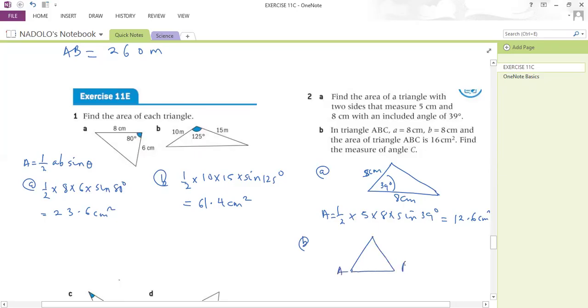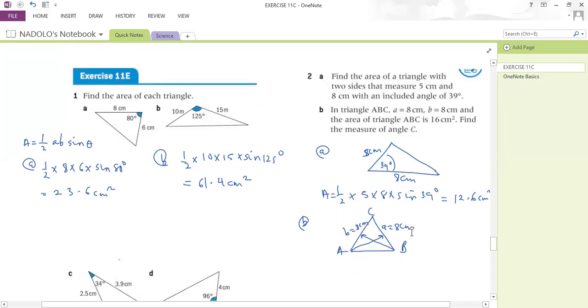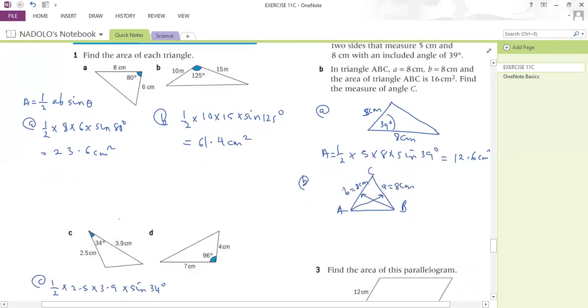In a triangle ABC, a is 8 centimeters. A is always the side which is opposite to the angle A. So this is a, 8 centimeters. B is also 8 centimeters. So the side which is opposite to angle B is the side b, 8 centimeters. And the area of the triangle ABC is 16 square centimeters. So find the measure of angle C.